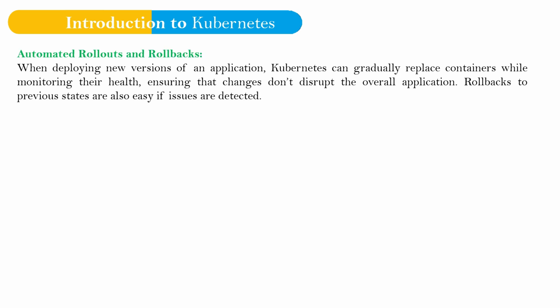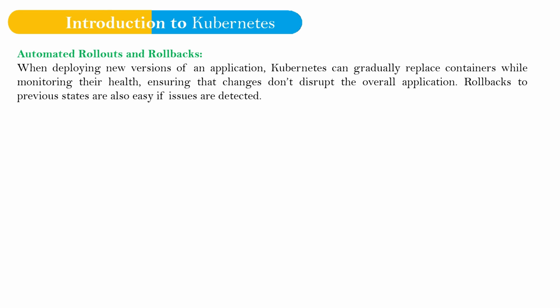Now it can do automated rollouts and rollbacks. That means when we are deploying new versions of an application, Kubernetes can gradually replace containers while monitoring their health, ensuring that changes don't disrupt the overall application. Rollback to previous states is also easy if issues are detected.